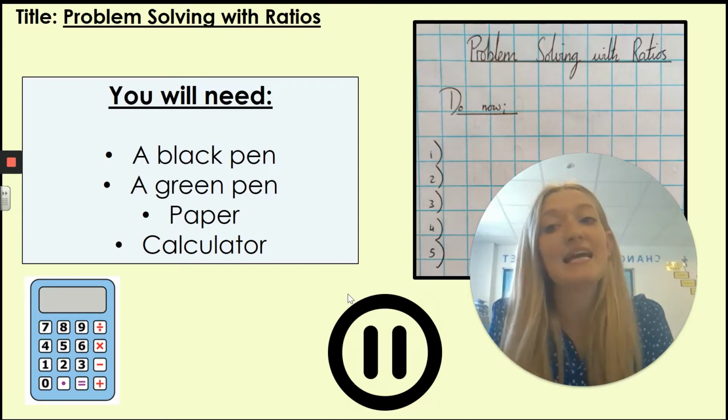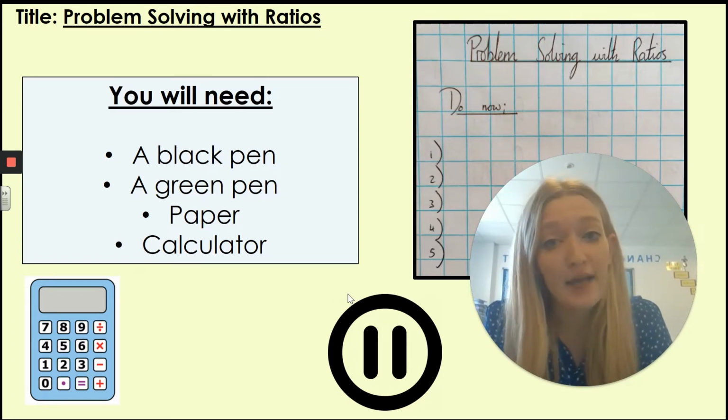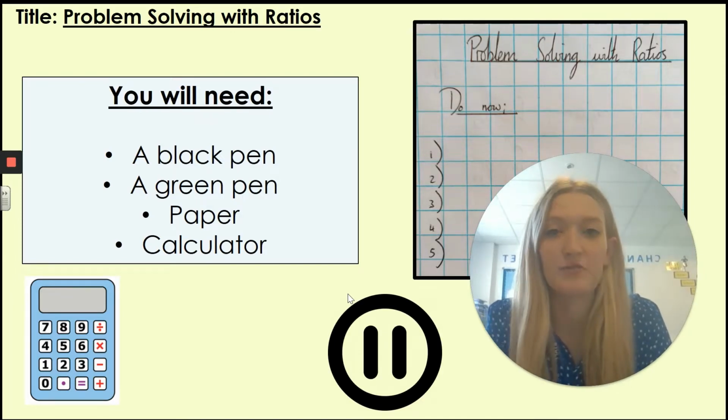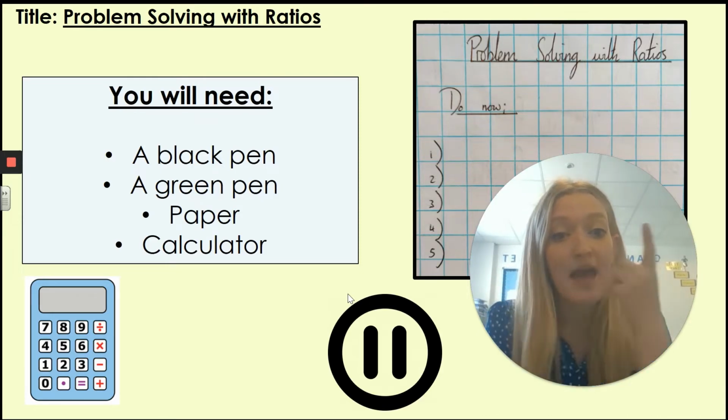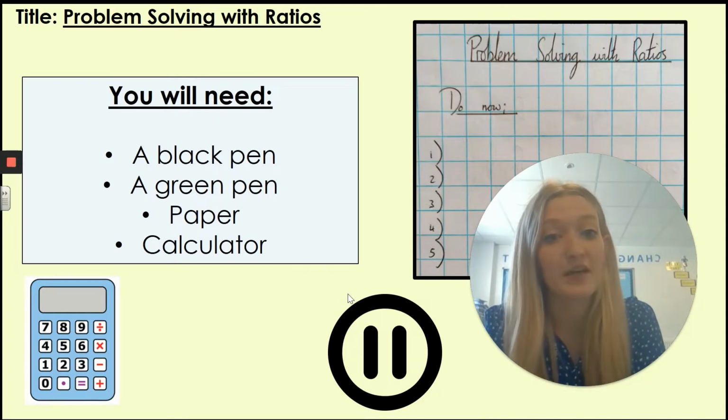Okay, so today's lesson is on problem solving with ratios. And again, if you're finding this a little bit tricky, then have a look at our level 2 lesson with Mr. Harmer. It just goes into a bit more detail. Okay, before we start, can you make sure you've got this equipment and this written down in your books and underlined? So if you want to pause it and make sure you're ready to go.